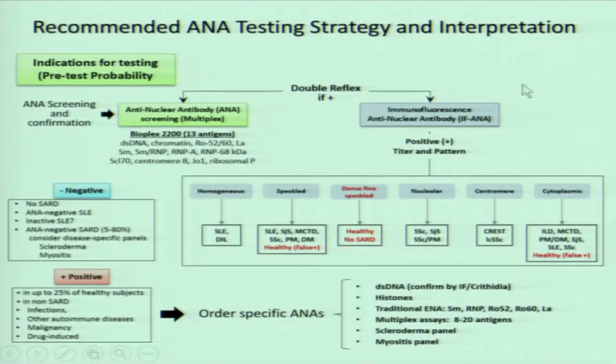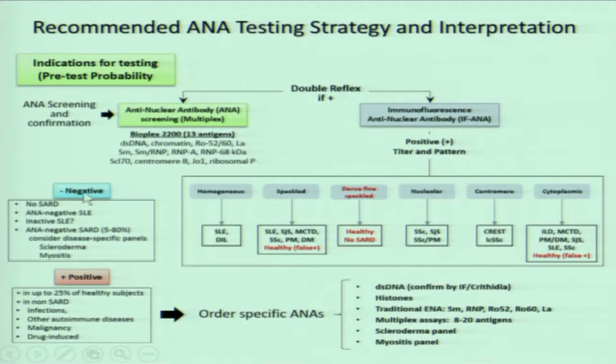All right. So this is the recommendation of how we should do things at this point. High pretest probability, do ANA screening and confirmation. We could use either one. We prefer the immunofluorescence assay, and if positive, then go to the individual antibodies. But we could do both, and we could do double reflex from one to the other. If they are positive, certainly by immunofluorescence, we want to know the pattern and the titer.